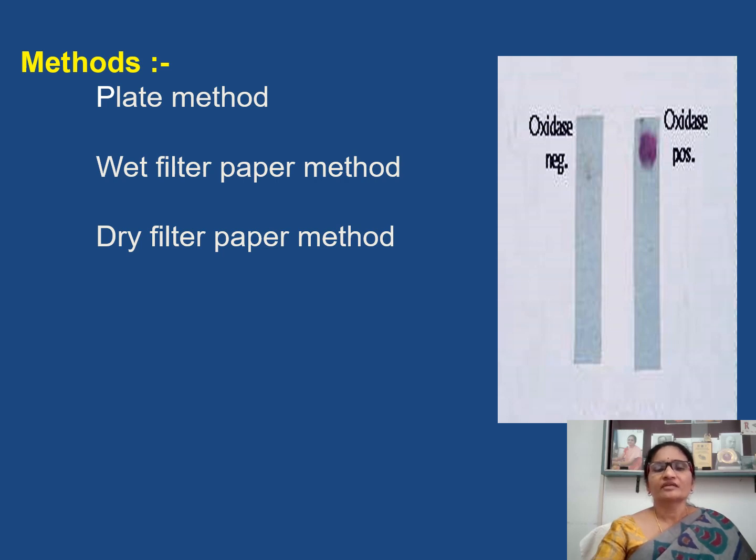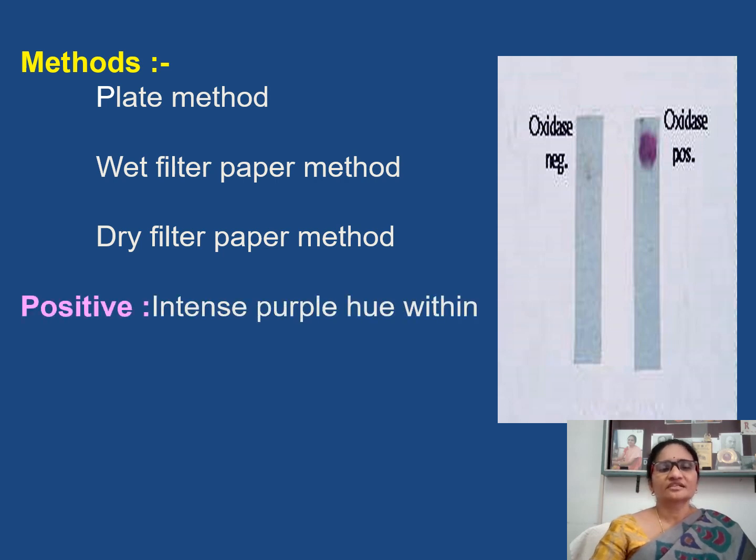Take the filter paper strips and pick up the colony just like in the catalase test, with the help of a glass rod or platinum wire loop. The reason is the same: a nichrome wire loop gives a false positive. So smear the colony on the oxidase strip. If it is oxidase positive, within 5 seconds you get a purple color. If it is oxidase negative, there is no color change. That is about the oxidase test. An intense purple hue within 5 seconds is positive.